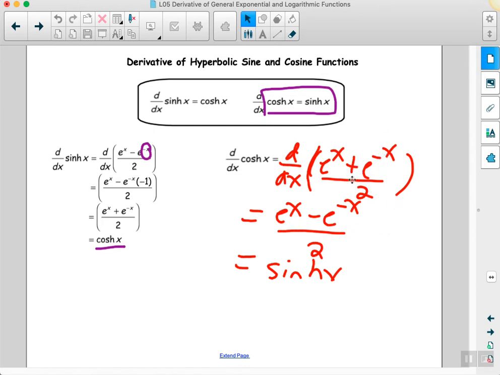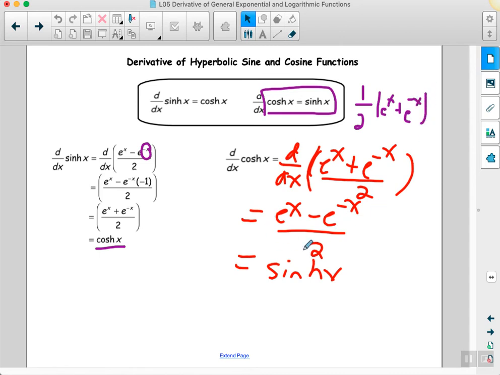And I'm viewing this as a constant 1/2 times the whole thing, so all divided by 2. I'm not going to be using the quotient rule on this. I'm preferring to view this as 1/2 times e to the x plus e to the negative x.